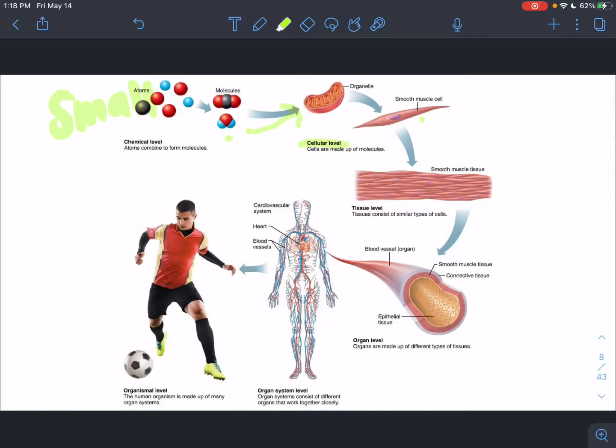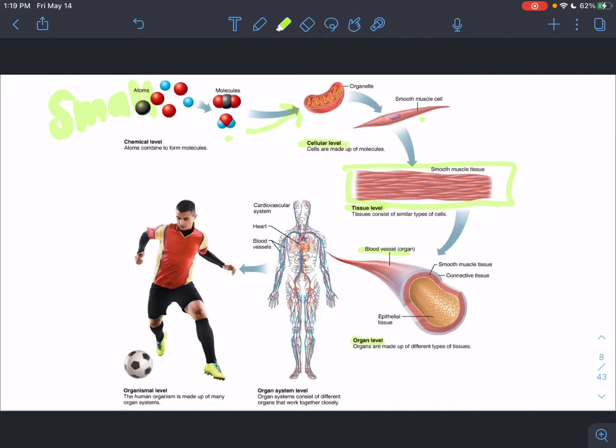Okay, so here we have the smooth muscle cell. A bunch of cells come together to make a tissue. So here we have a smooth muscle tissue. A few different types of tissues are going to come together to make an organ. So in this case, we have a blood vessel, which, yes, is considered an organ. So not just like your liver is an organ. Your blood vessels are organs too. And again, remember, you're going to have multiple types of tissues that make up each organ.